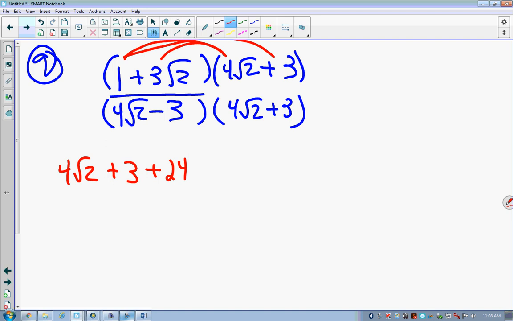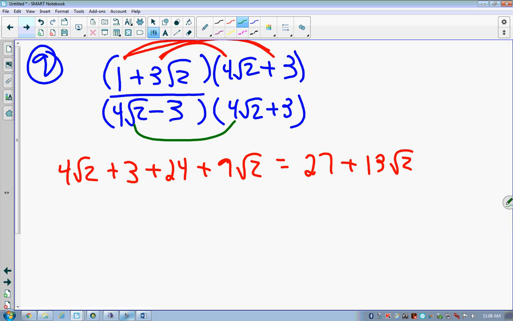Okay. Do we understand? Do I need to expand it and show it? Okay. Finally, 3 radical 2 times 3. 9 radical 2. Let's go ahead and simplify the top. Okay, combine like terms, correct? What's 3 plus 24? 27 plus what? 13 radical 2. Okay? Let's do our bottom in green. We got 4 radical 2 times 4 radical 2. 16 times 2, 32. Okay, 32.